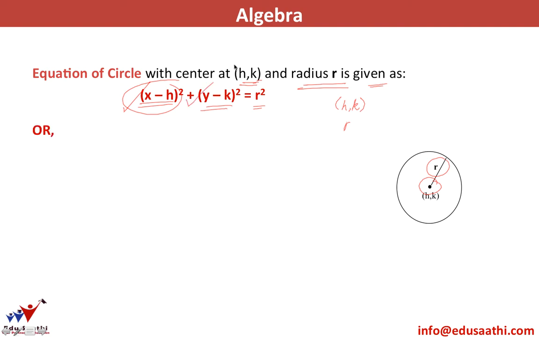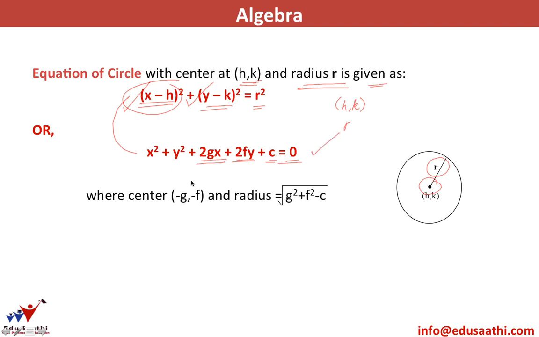Or there's another way in which the equation of the circle can be given. The other way would be x square plus y square plus 2gx plus 2fy plus c equals 0. What I've done is I've just opened up the terms and rearranged them to get to this form. Here, the center of the circle would be minus g and minus f, and the radius of the circle is given by under root of g square plus f square minus c.